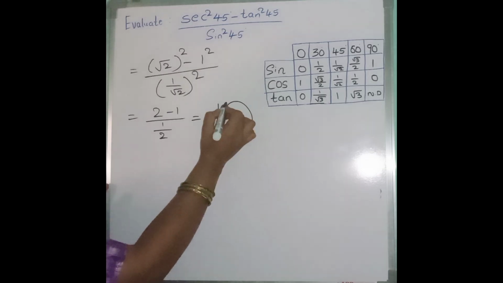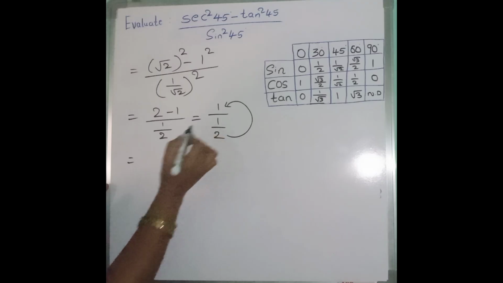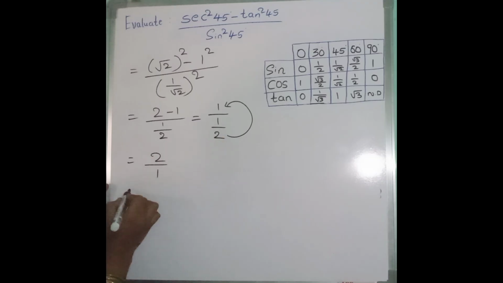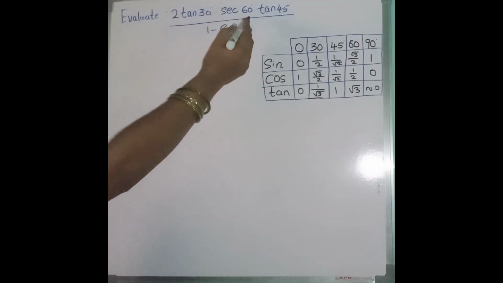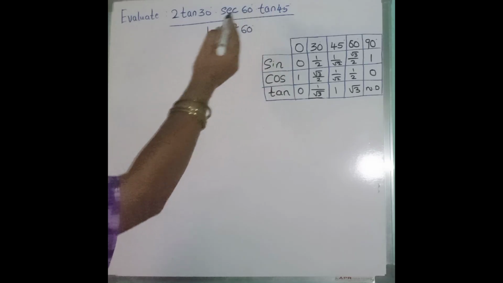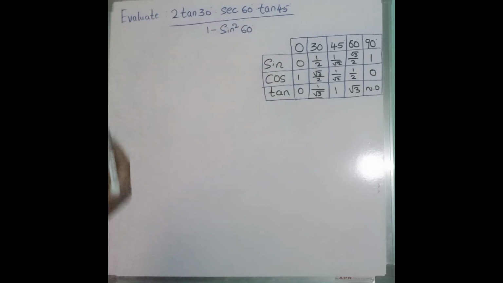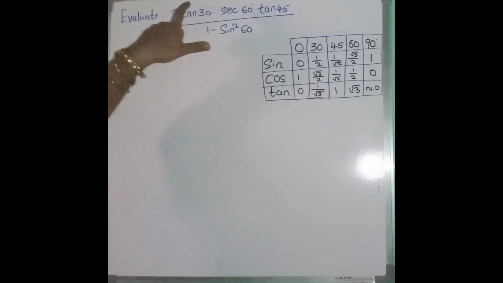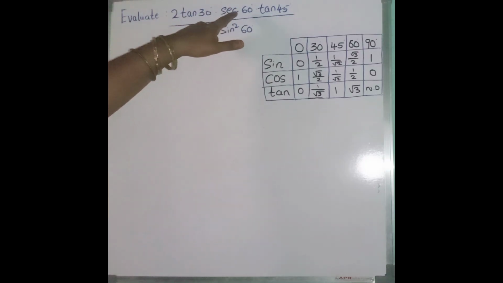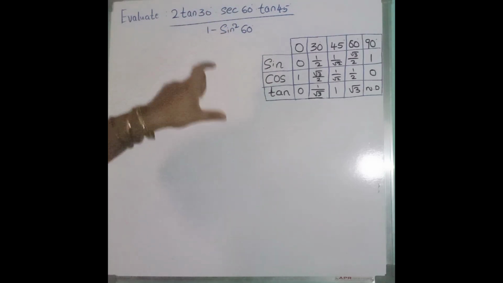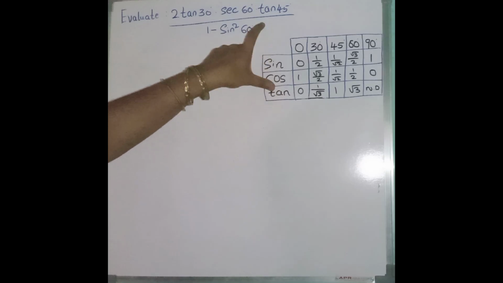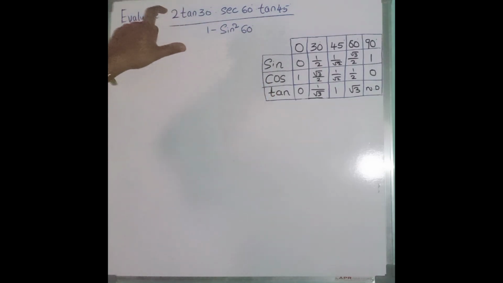This 2 is multiplied with a 1. 2 ones are 2, divided by 1 is a 2. Understand, students? Now, 2 tan 30 degree into secant 60 degree, tan 45 degree, divided by 1 minus sin square 60 degree. If you solve this kind of question, you need to know the values of tan 30 degree, secant 60 degree, tan 45 degree and sin 60 degree. That means you know this chart. If you know this chart, you can solve this kind of question easily.